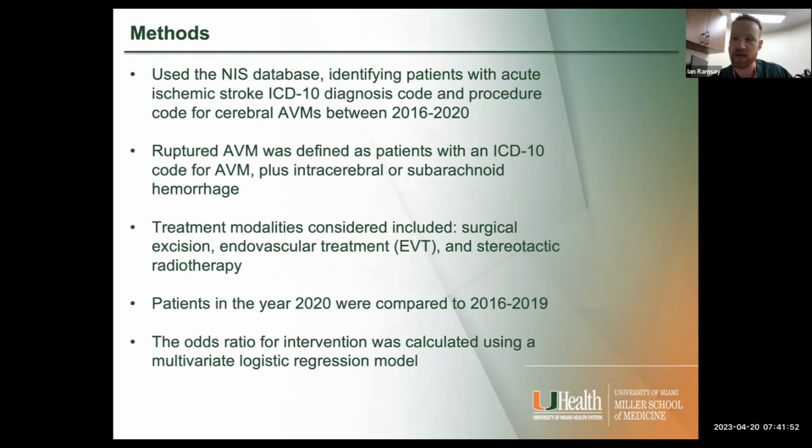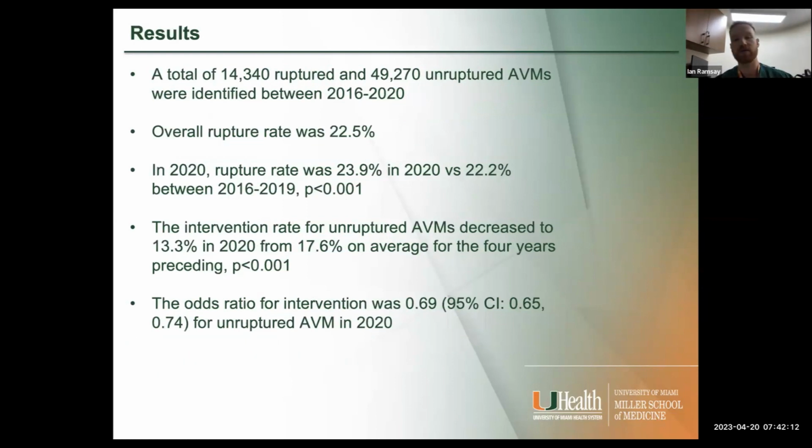And so again, we used the NIS database, and we defined ruptured AVM as an ICD-10 code for AVM plus either an ICD-10 code for intracerebral or subarachnoid hemorrhage. And we compared the patients in 2020 to 2016 to 2019. We found there's about 65,000 patients from 2016 to 2020, and 22.5% had a ruptured AVM.